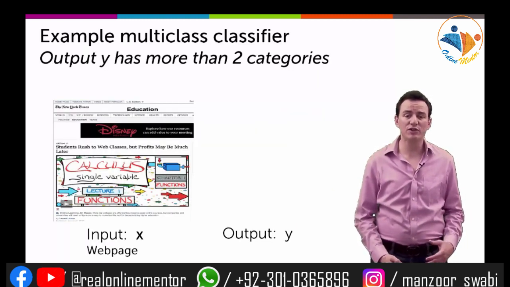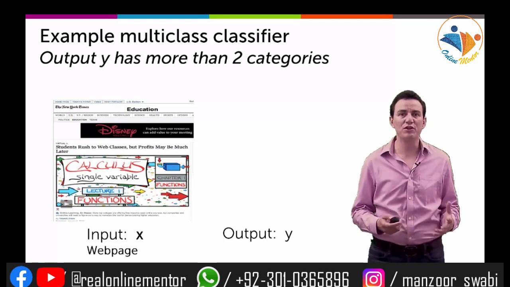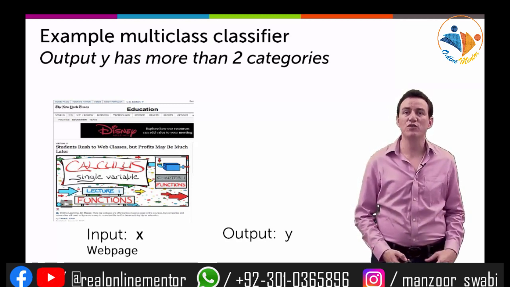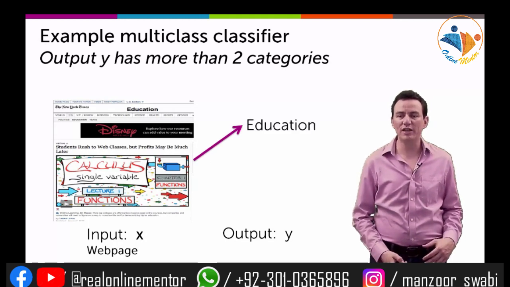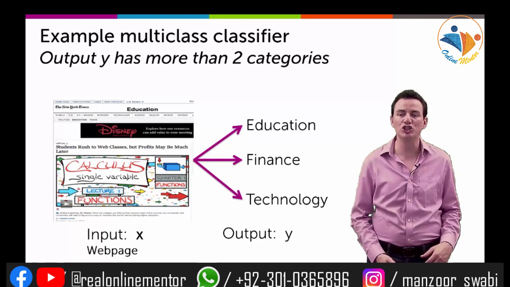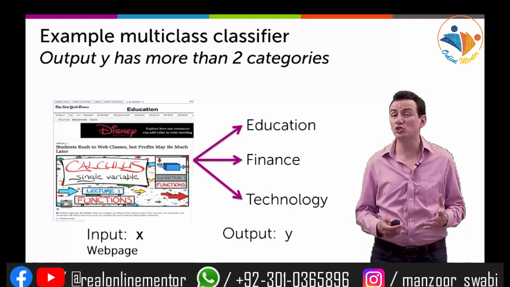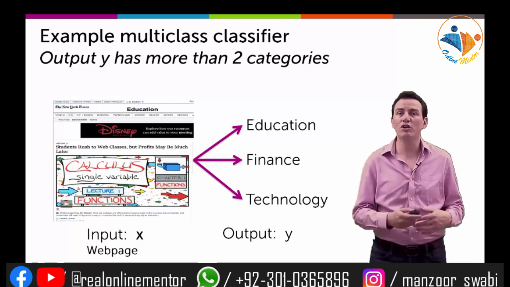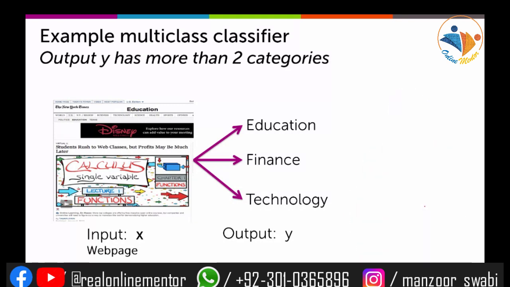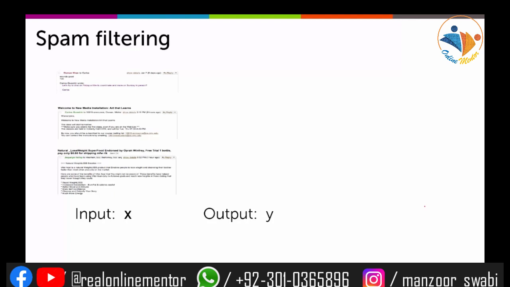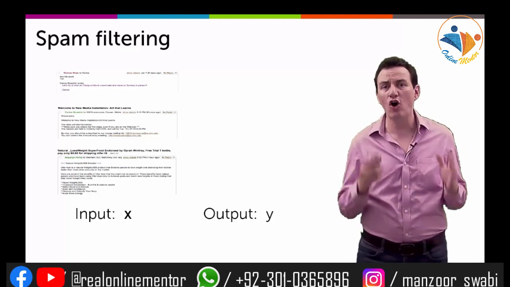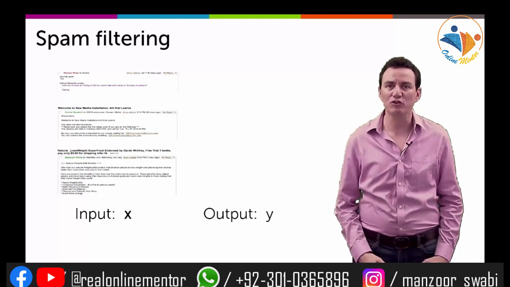You can look at text, for example, a web page. I want to figure out which web pages interest me, and I can align them to categories. For example, is this a page about education, is it a page about finance, is it a page about technology, and so on. So there's not just 2 categories, there can be 3, 4, or even thousands of categories I'm predicting from. Now, another example of classification, which really has impacted all of our lives, is in spam filtering.